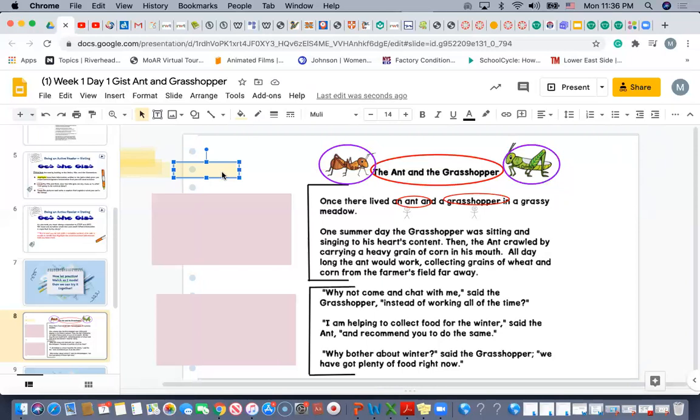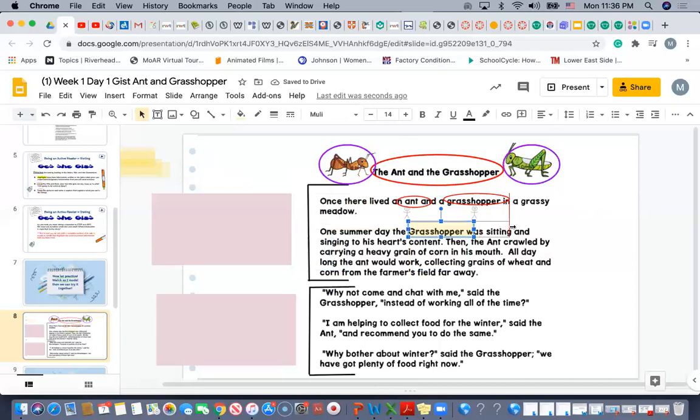One summer day, the grasshopper was sitting and singing to his heart's content. Then the ant crawled by, carrying a heavy grain of corn in his mouth. All day long, the ant would work, collecting grains of wheat and corn from the farmer's field far away. Now, I'm going to highlight very specific details that I think tell me a little bit more about each of my characters. So I can see from reading this that the grasshopper is sitting.